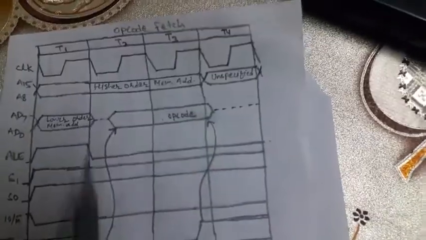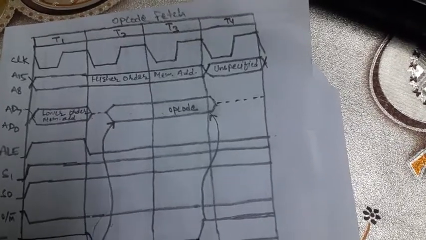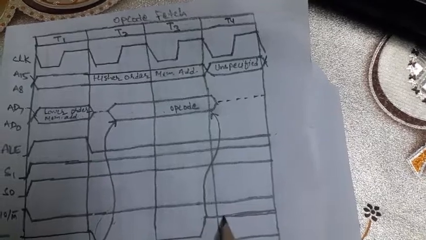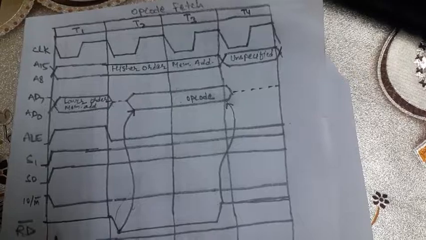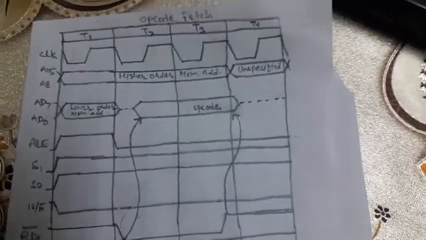Now an important thing to notice is that I have put this read bar low at this T2 clock period, and then nearly at the end of T3 I put this read bar high again. Now why didn't I keep this read bar low from the beginning? Because of two reasons. What is the first reason?